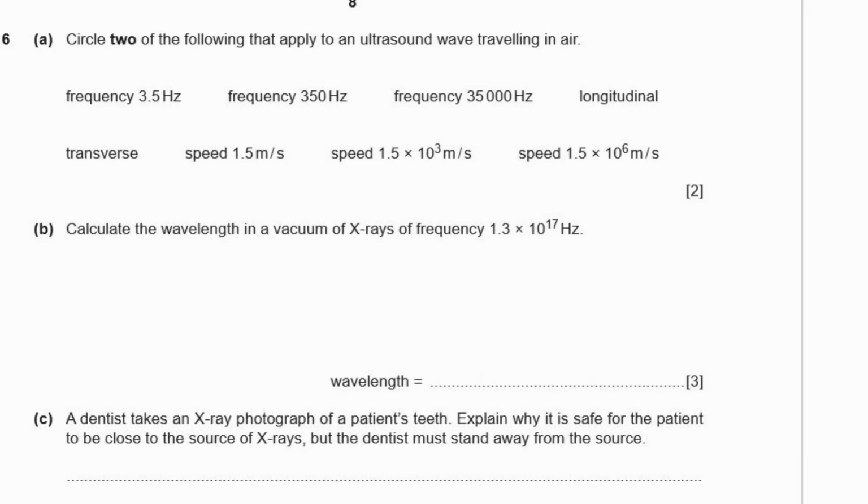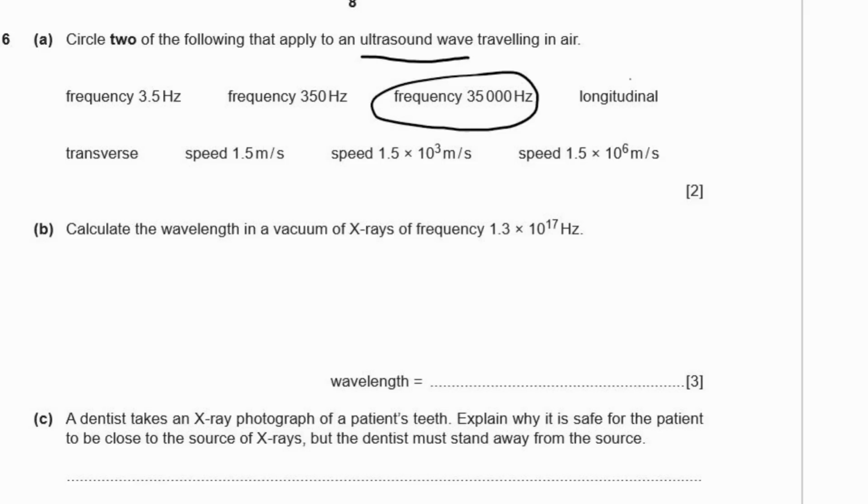Question number 6. Circle 2 of the following that apply to an ultrasound wave travelling in air. So ultrasound's anything above 20 kilohertz, 20,000 hertz. Okay, so here we go. Frequency is above 20,000 hertz. Circle 2 that apply to an ultrasound wave travelling in air.